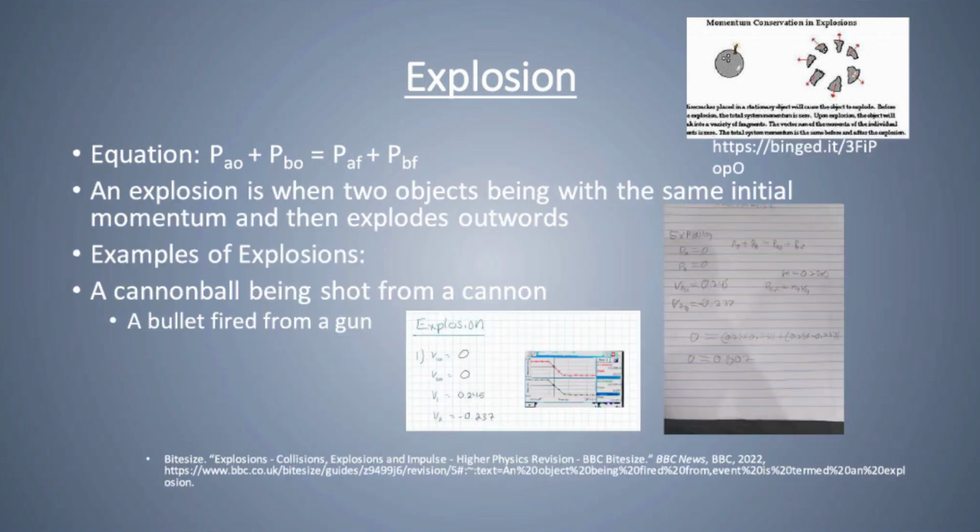One example of an explosive collision would be a cannonball shot from a cannon. In this scenario, a cannonball is shot at a very fast velocity away from the cannon. The cannon itself recoils a little bit, but not a fraction of the distance which the cannonball would travel.